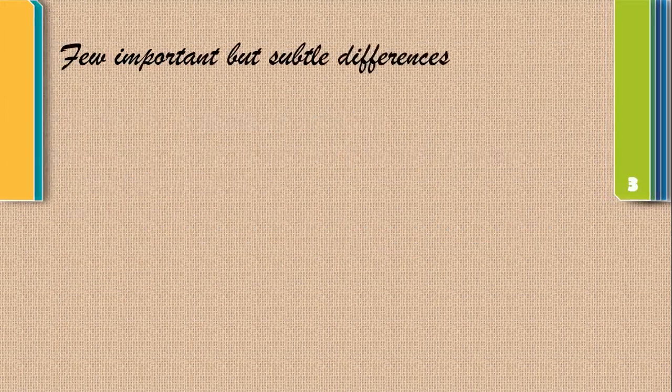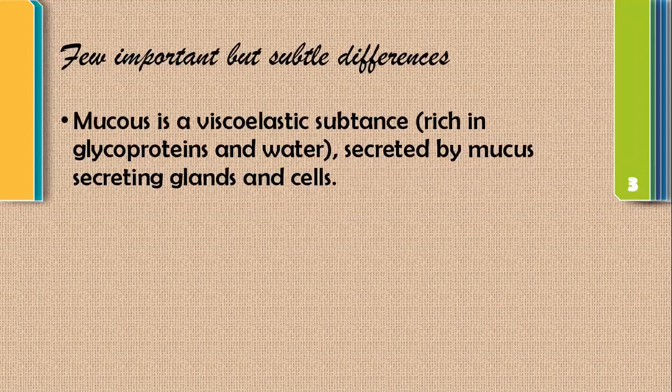Now let's talk about a few important but subtle differences, because commonly we have a few misconceptions that there are some differences or common things between sputum, phlegm, saliva, or mucus. But let us clear our concept on these terms. The first thing that we'll be talking about is mucus. Mucus is a viscoelastic substance which is usually rich in glycoproteins and water. It's a viscous substance and it is secreted by mucus secreting glands, whether they be goblet cells, Clara cells, or any other kinds of mucus secreting glands or cells.